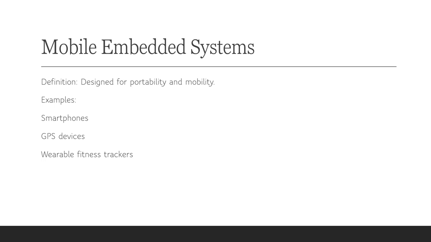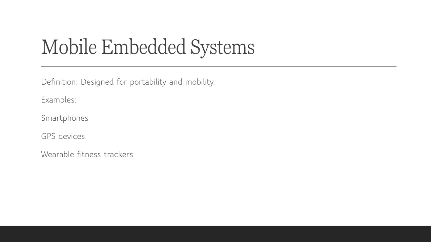Next, mobile embedded systems, designed for portability and mobility. When we are traveling, we can't take a PC to that place because it occupies a lot of space and weight. But a laptop is very portable and mobile; we can put it in a bag and go anywhere. This portability and mobility is provided by embedded systems, in gadgets like smartphones and GPS devices.